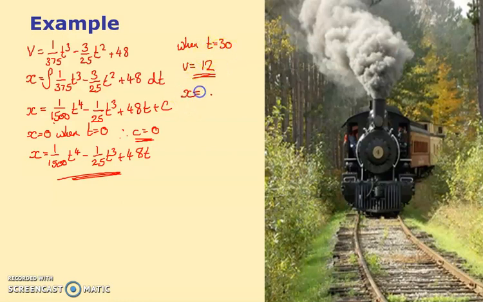How far, I think it's what its displacement was as well, so I shall do that. That's 1 divided by 1500 times 30 to the power of 4 minus 1 divided by 25 times 30 to the power of 3 plus 48 times 30. I get 900. It's got 900 meters.